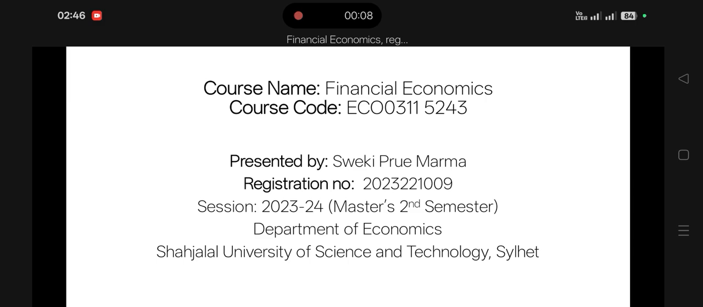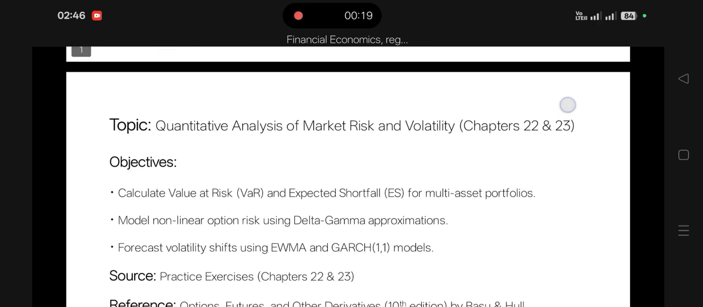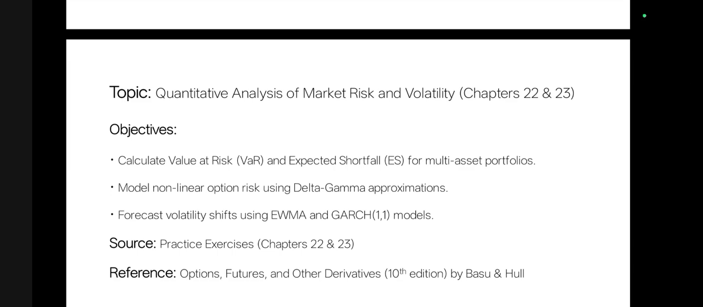2023221009. Today I will present a quantitative analysis of market risks and volatility focusing on chapters 22 and 23 of our financial economics course. Our session today is based on practice exercises from Hull's Options, Futures and Other Derivatives book. We have three primary goals: calculating value at risk and expected shortfall for multi-asset portfolios, modeling nonlinear risks, and forecasting volatility using EWMA and GARCH models.